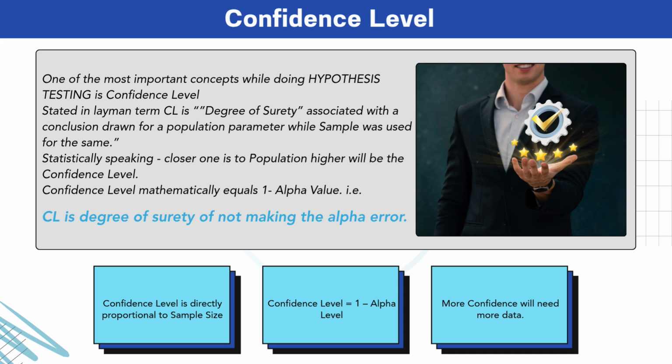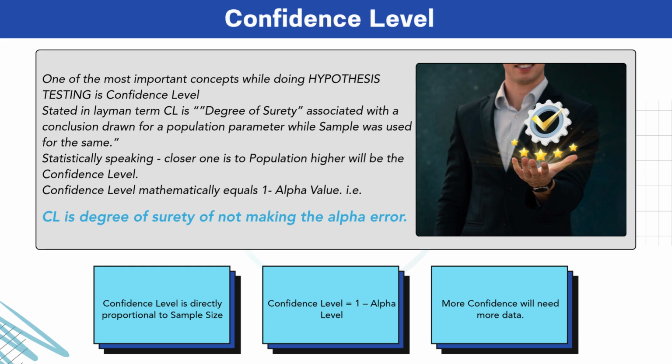Mathematically, confidence level equals 1 minus alpha. If your alpha is 0.05, which is common, then confidence level equals 1 minus 0.05 equals 0.95 or 95%. This means we're 95% confident in our decision, and we accept a 5% risk of making an error. Important insights at the bottom of the slide. 1. Confidence level is directly proportional to sample size.